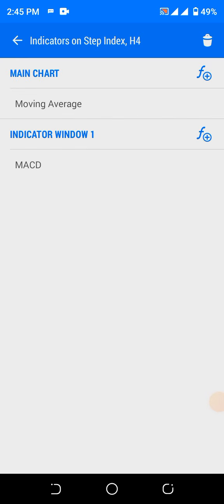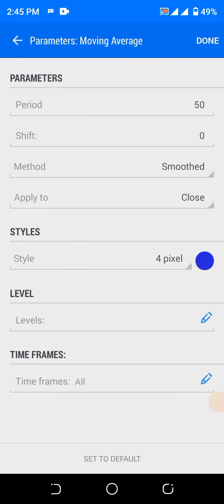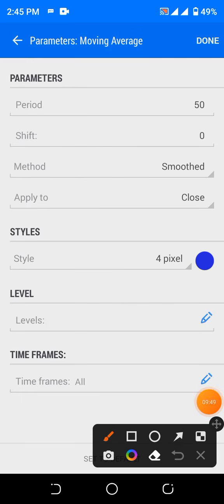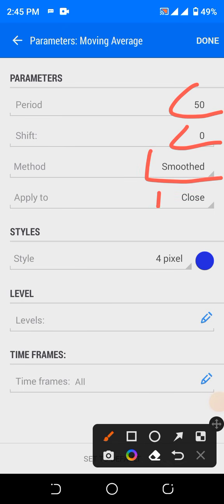Now these are the parameters, so you can write them down or screenshot them. This is the moving average. Here are the parameters for the moving average. The period is 50, shift 0, method smoothing, apply to close, the style 4px, color is blue. Do you understand? That is for the moving average.